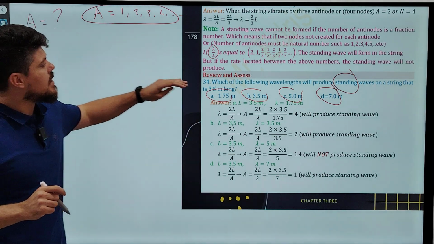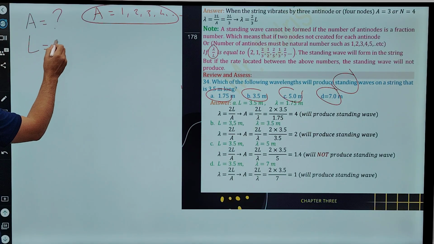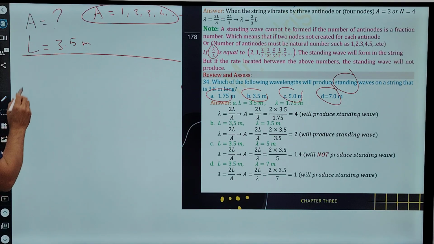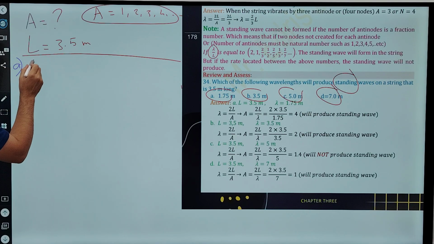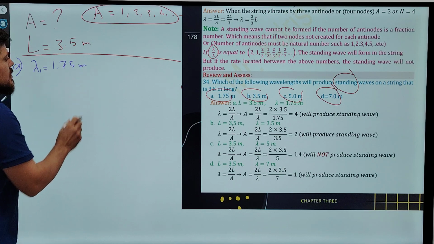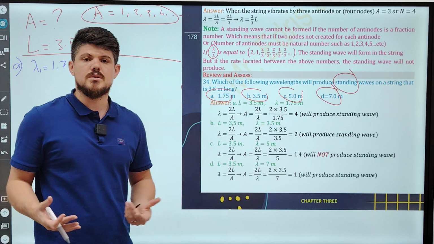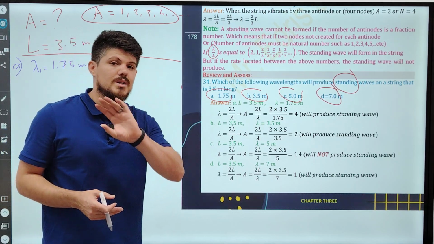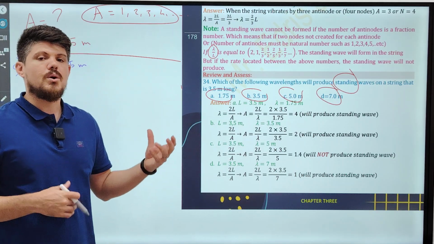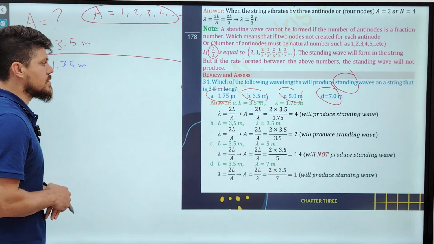Look, which of the following wavelengths can produce a standing wave on a string that is 3.5 meters long? L is given, 3.5 meters long. Okay? For the first one, listen carefully, please. A, the wavelength is equal to 1.75 meters. For the wavelength, it's possible to have a decimal like 1.7, 1.2, it's okay. But the antinode cannot be so. It's not allowed for the antinode to result in a decimal like 1.3, 1.4. In that case, a standing wave is not produced.